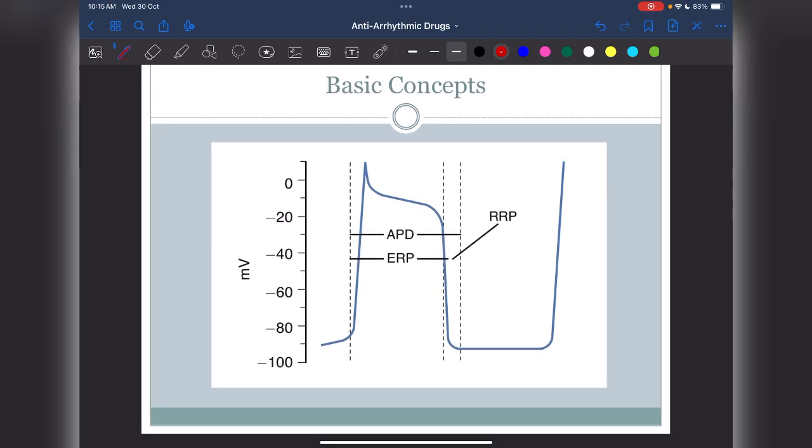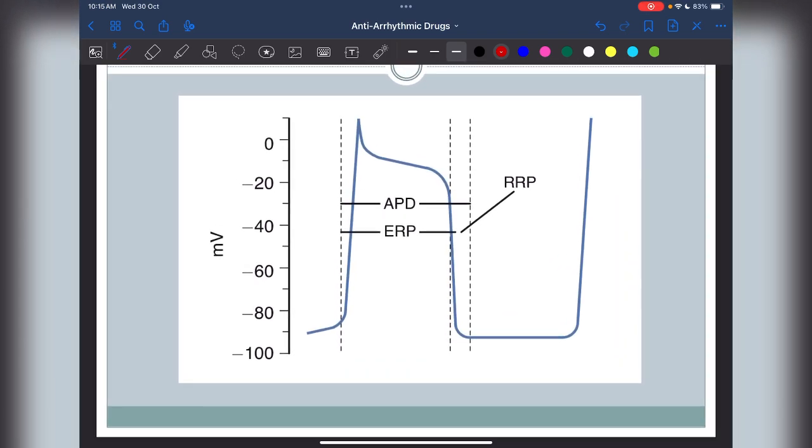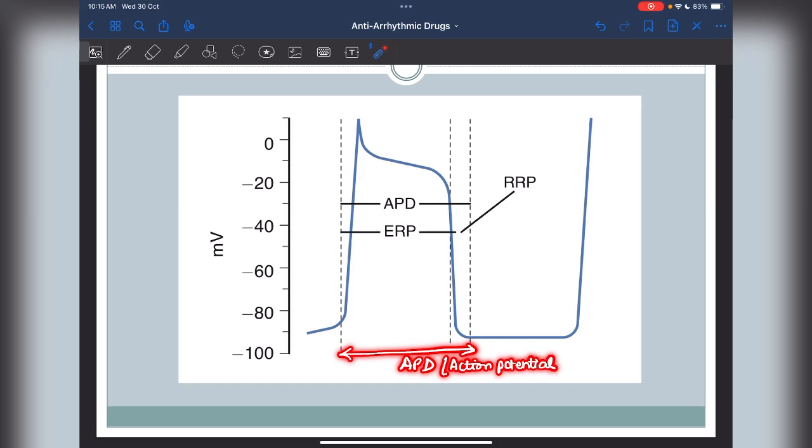Okay, next we are going to come to something not too important, but sometimes graphs can be made from it. You need to understand that if this whole thing is an action potential, then this whole duration is the APD. APD is action potential duration. Out of this action potential duration, from the mid of depolarization till the mid of repolarization, there is the effective refractory period. What do you understand by effective refractory period? That I will teach you in the next slide.